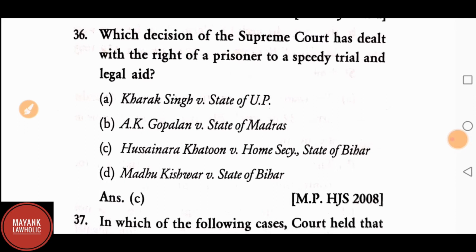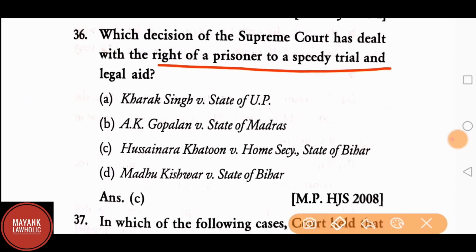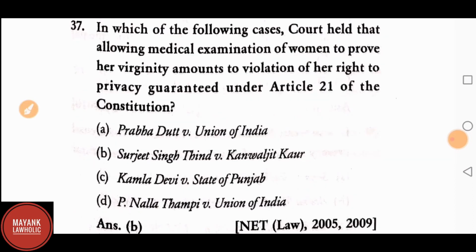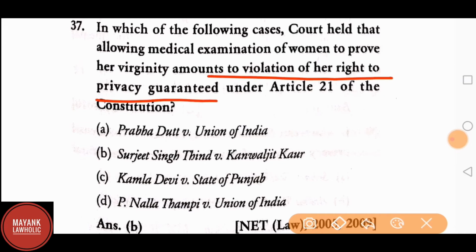Question number 36. In which decision has the Supreme Court dealt with the right of a prisoner to a speedy trial and legal aid? Answer is C. Husainara Khatun versus Home Secretary, State of Bihar. Question number 37. In which of the following cases did the court hold that allowing medical examination of a woman to prove her virginity amounts to violation of her right to privacy guaranteed under Article 21 of the Constitution? It was held in B. Surjit Singh Thind versus Kanwaljit Kaur.